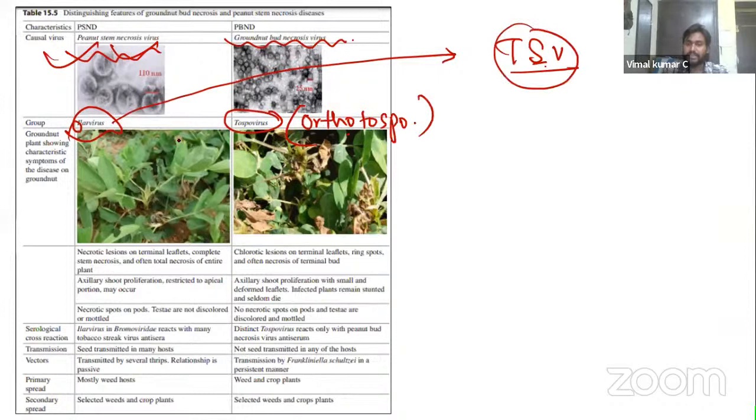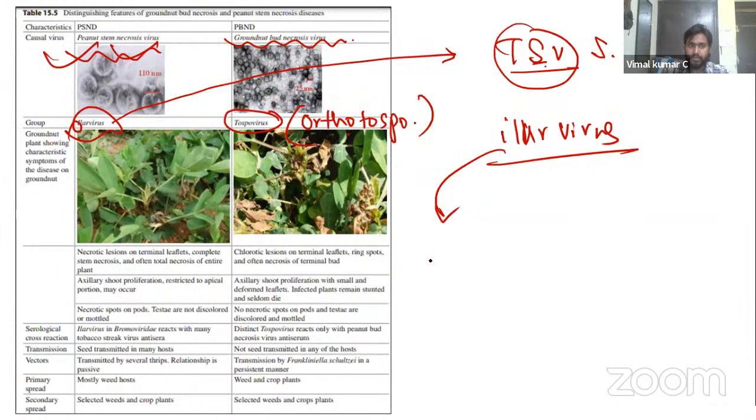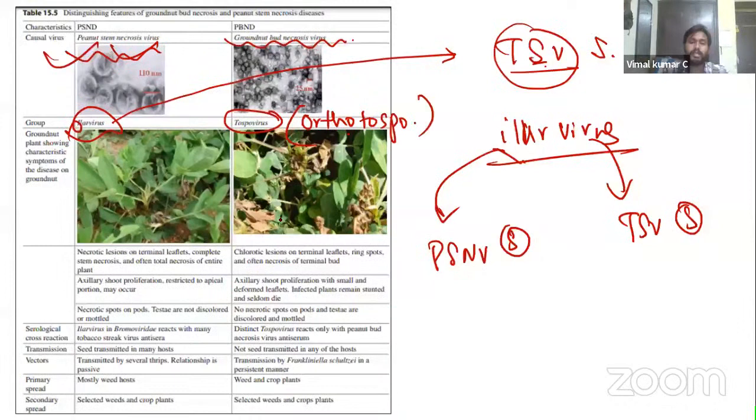Okay, so under ILAR group, the ILAR virus has peanut stem necrosis virus as one species, and tobacco streak virus as another species. Okay, so like this, it will be there. Don't confuse, the species here is peanut stem necrosis virus, right?